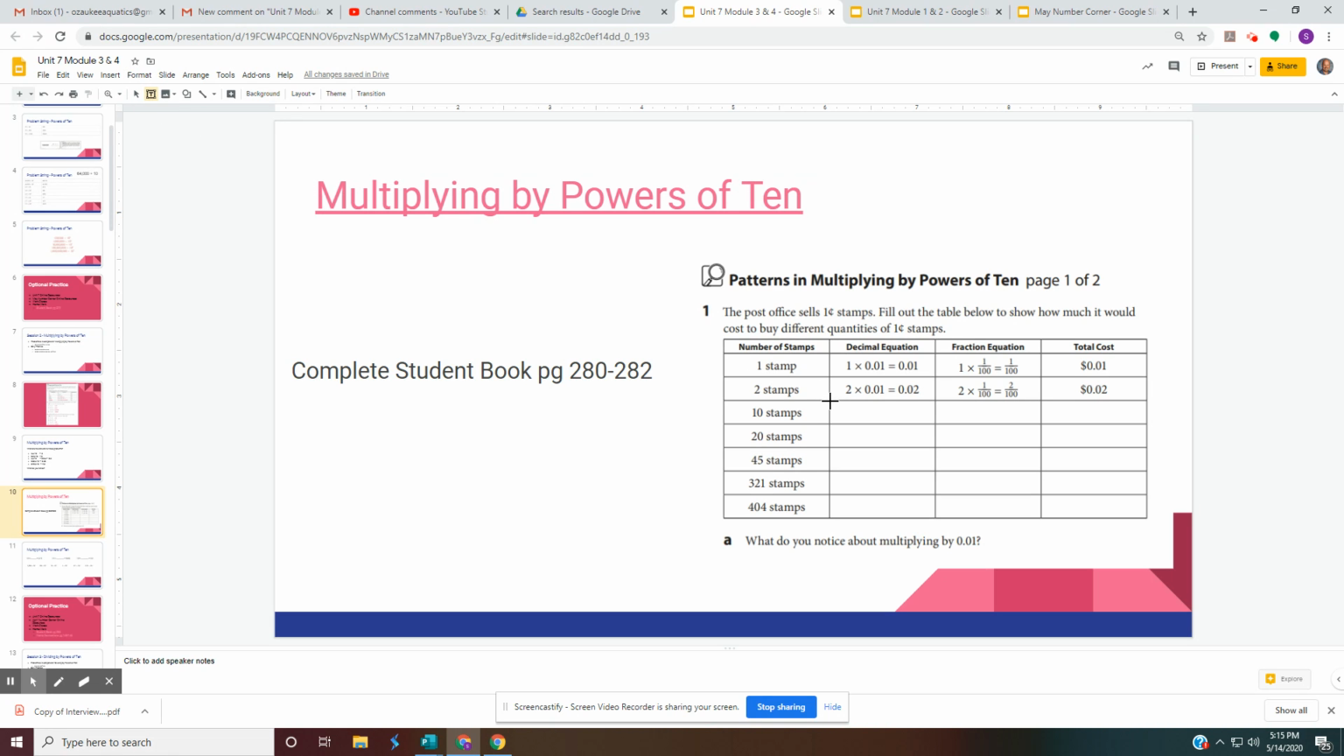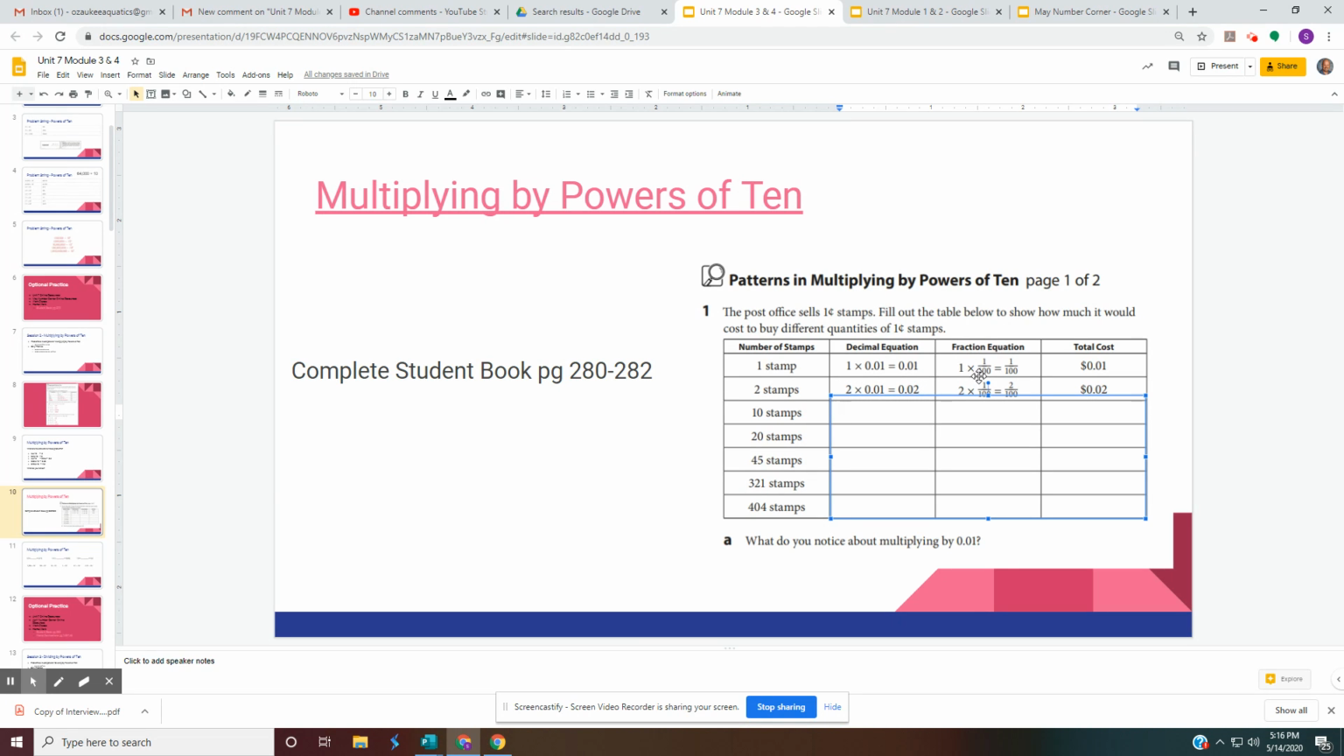So in your books, let's make sure we are all on the same page, right? Let me increase the size here and decrease the size here. All right, so what are we doing? Well, look at the pattern, right? I'm multiplying 2 times 0.01. 0.01 is the decimal for a penny, right? So if I multiply 1 times 0.01, I get 0.01. So that is 1 cent.